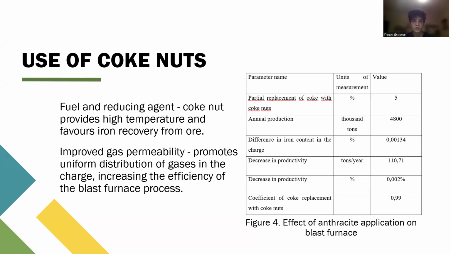Coconut is an important element in the blast furnace process, contributing to an increase in the gas permeability of the iron ore charge. Its widespread use began in Europe back in the 90s, where particles of 10 to 35 millimeters were introduced in an amount of 20 to 100 kilograms per ton of pig iron. Studies show that partial replacement of coke with coconut up to 5% has almost no effect on furnace performance, while significantly reducing coke consumption.